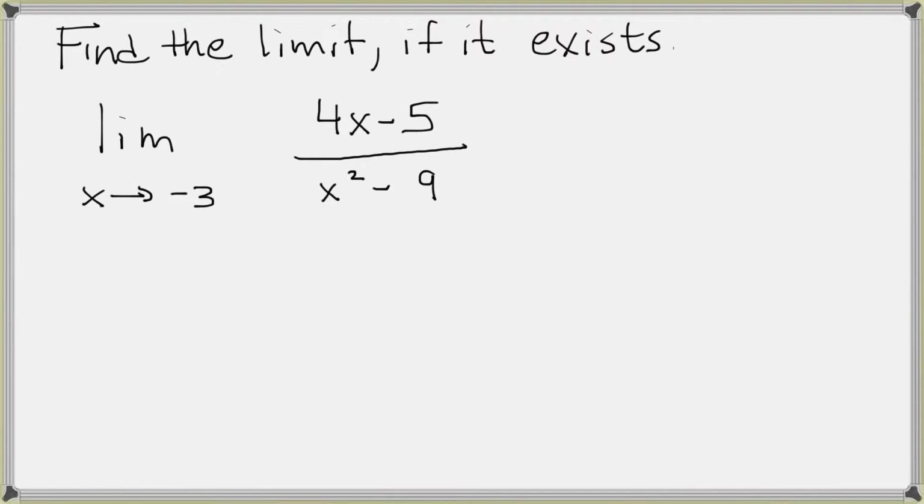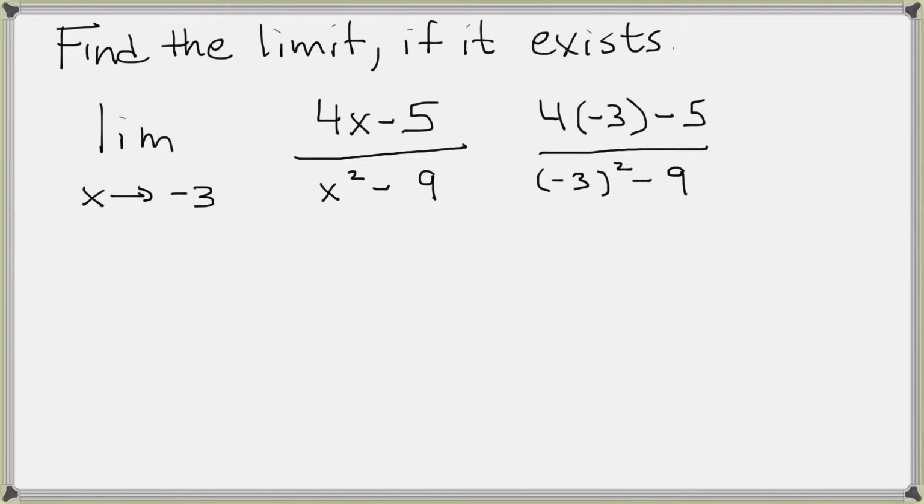In this example, we're going to find the limit as x goes to negative 3 of (4x minus 5) over (x squared minus 9). All right, so this is the limit as x goes to negative 3. So the very first thing that we are going to do is to plug in the negative 3 there and see what we get.